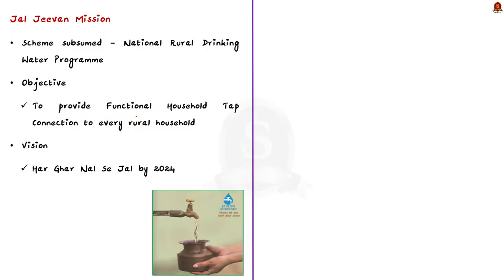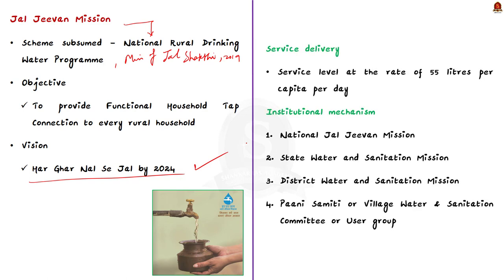What is this Jal Jeevan Mission? See, the government of India has restructured and subsumed the ongoing National Rural Drinking Water Program into Jal Jeevan Mission under the Ministry of Jal Shakti in 2019. This is done to provide functional household tap connection to every rural household, that is Har Ghar Nal Se Jal, by 2024. From this itself, we can easily find out the vision of the program. So the vision is to provide safe and adequate drinking water through individual household tap connections by 2024 to all rural households in India. With this basic information about the scheme, now let us see about the service delivery.